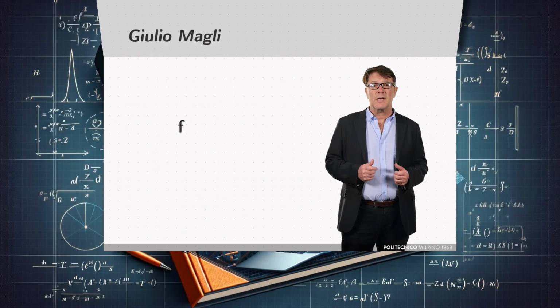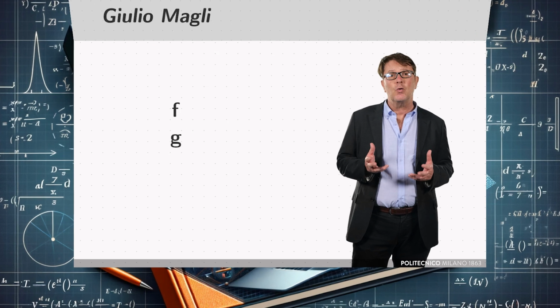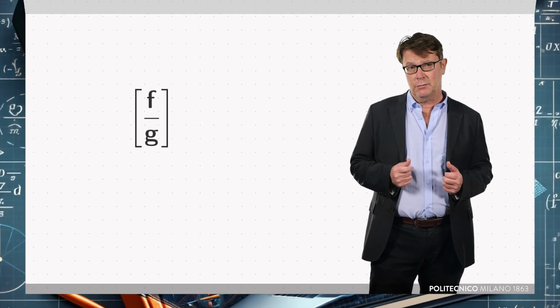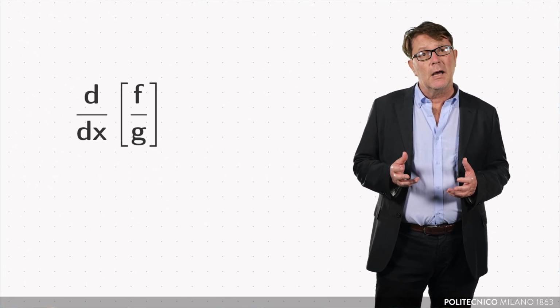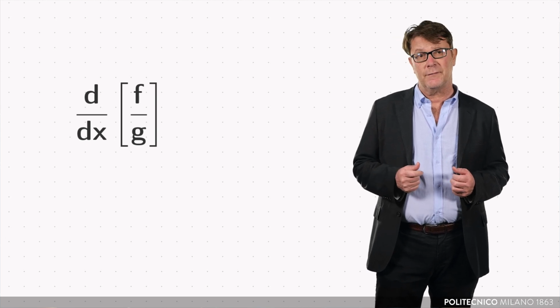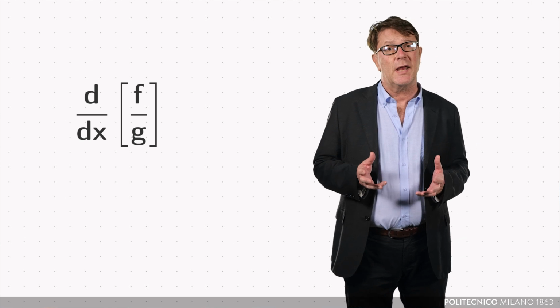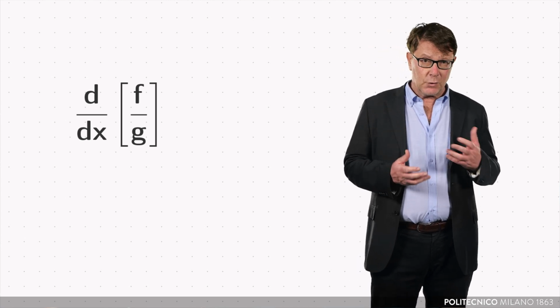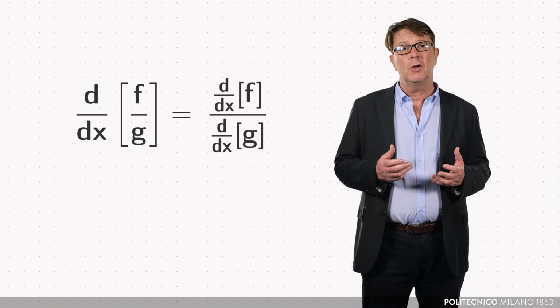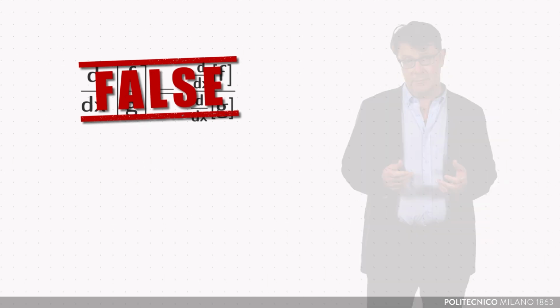Given two functions f and g, consider the function obtained by taking the quotient f over g. Let's see how to obtain its derivative by using the derivatives of f and g. We immediately observe that, as for the derivative of the product, which is not the product of the derivatives, the derivative of the quotient is not the quotient of the derivatives.